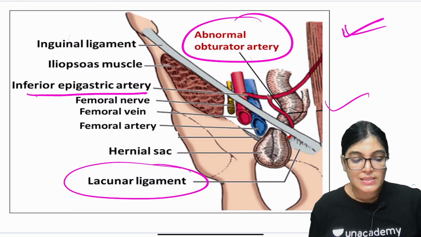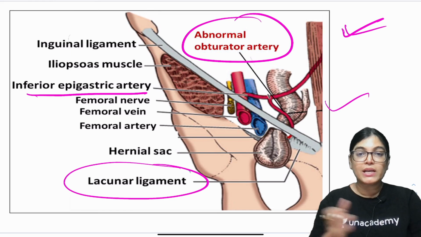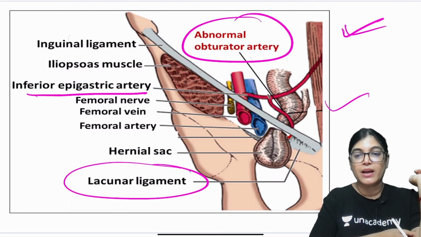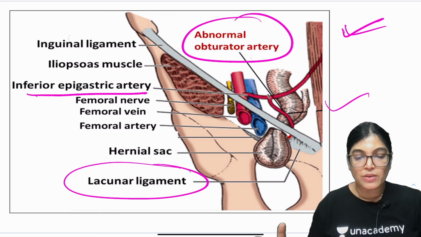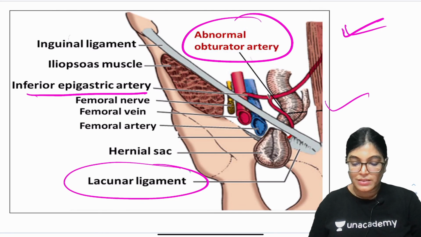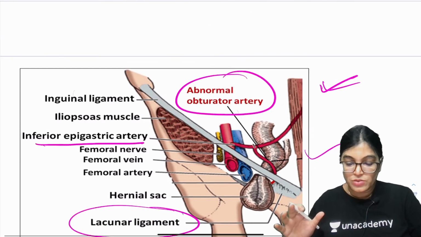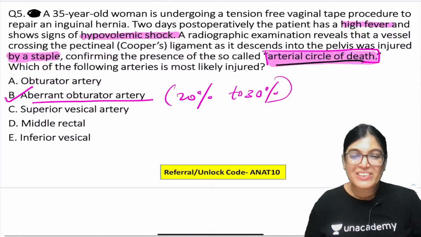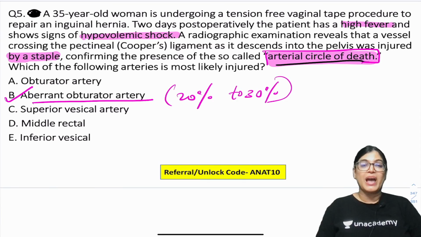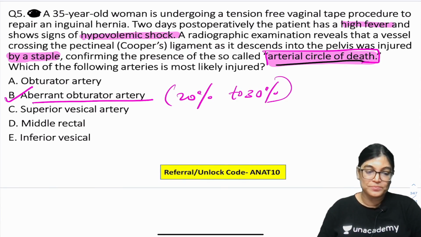Actually, this is also called corona mortis, the crown of death. Why crown of death? If it is aberrantly injured or cut, severe bleeding can occur, and it is also called the crown of death. Sorry, the corona is going around in my mind. So, it's like crown of death. So, aberrant obturator artery is the correct answer.